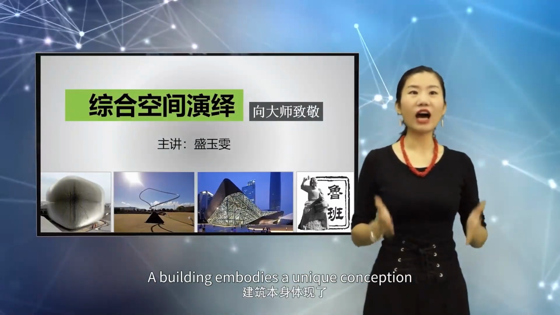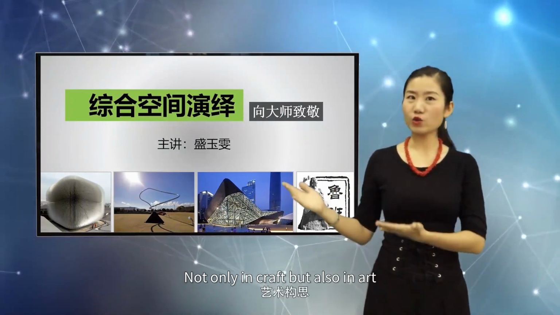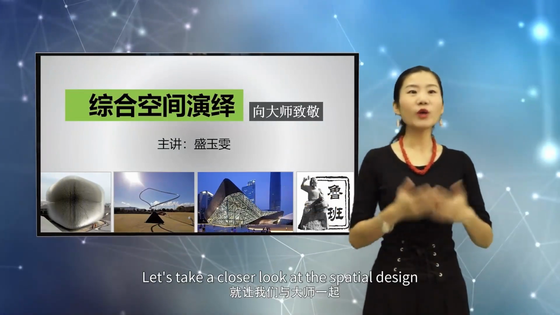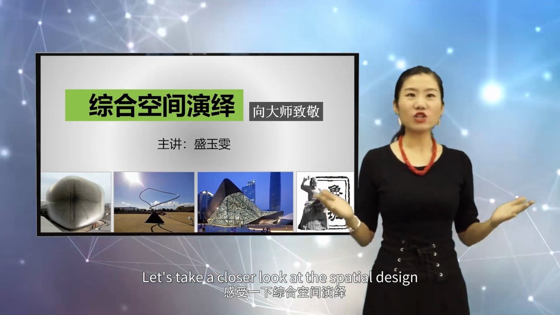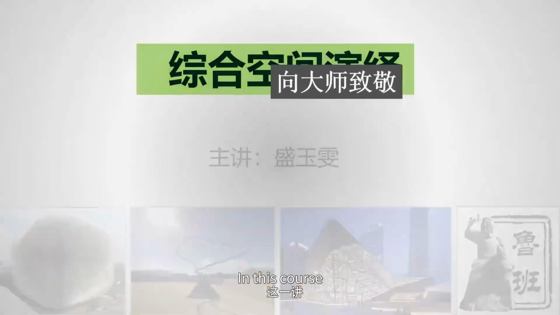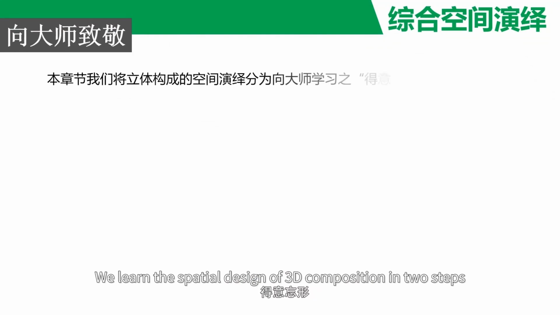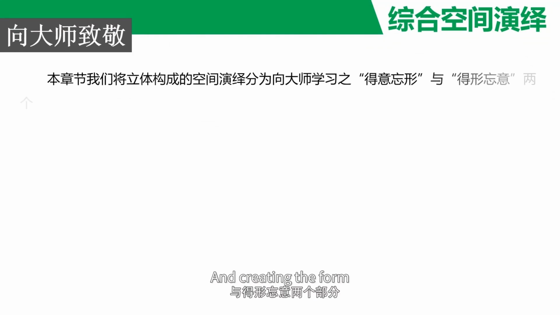Building embodies a unique conception, not only in craft, but also in art. Let's take a closer look at the spatial design of three-dimensional composition with masters of art. In this course, paying tribute to the masters, we learn the spatial design of 3D composition in 2 steps, getting the idea and creating the form.